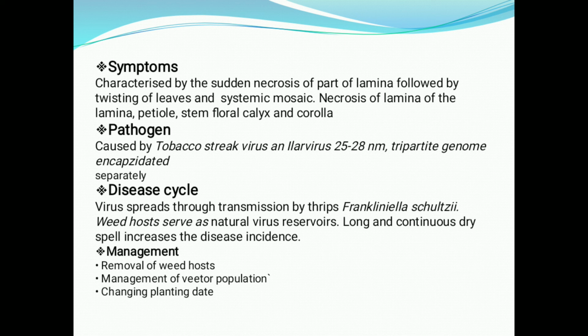Pathogen: caused by tobacco streak virus, a 25 to 28 nanometer tripartite, quasi-isometric, encapsidated virus with a single-stranded RNA genome. Disease cycle: the virus spreads through transmission by thrips, Frankliniella schultzei. Weed hosts survive as natural virus reservoirs. A long and continuous dry spell increases the disease incidence. Management: removal of weed hosts, management of the vector population, and changing the planting date.